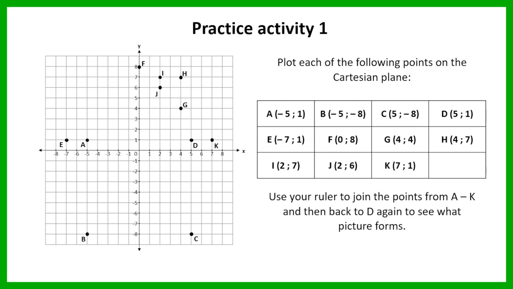Then the next thing you had to do was go and join the points from A to K and then back to D using a ruler to see what picture forms. So let's go and have a look at what you get when you do that. So first of all, we're going to join from A to B. And that's what we should have got over here, then from B to C, then C up to D, then from D across to E over here, then E up to F over there, F to G, then G up to H, across to I, and then down to J, and then down to K over here. And then you have to close it off by joining the K to the D. And that's what you should have ended up with. You should have ended up with a little picture of a house. And that is how you work with points on the Cartesian plane.